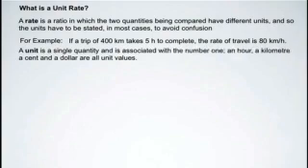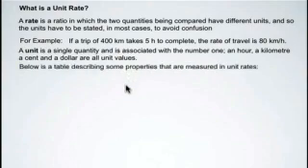A unit is a single quantity and associated with the number 1. 1 hour, 1 kilometer, 1 cent, and $1 are all unit values. Below is a table describing some properties that are measured in unit rates. Here we have another example of a unit rate, 80 kilometers per 1 hour.